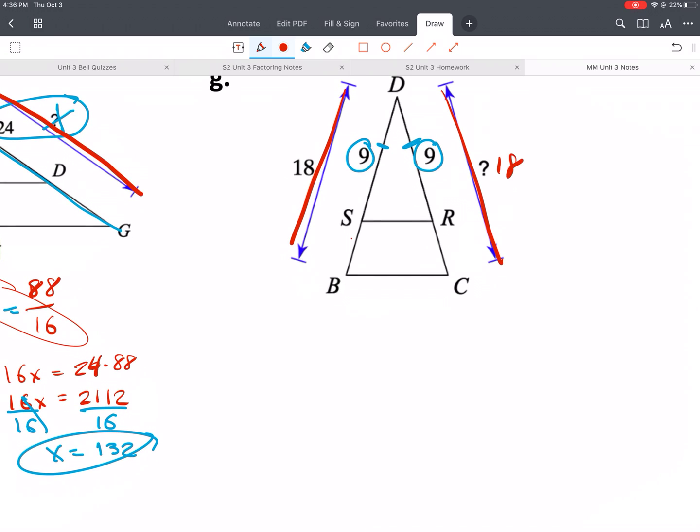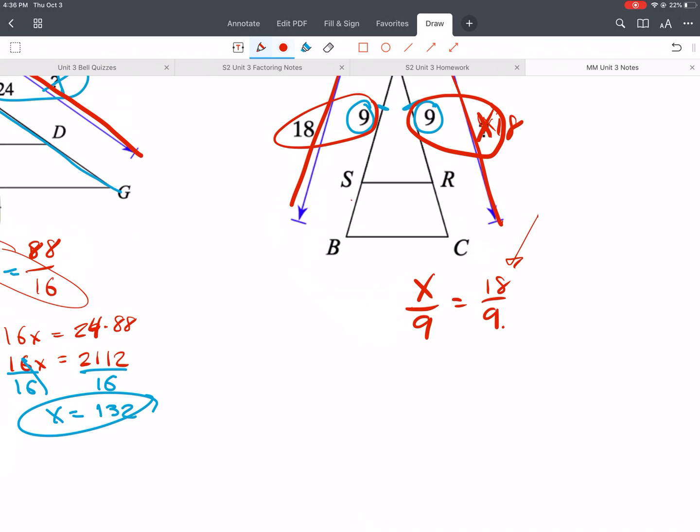But let's do it the other way. So if this was x, we'd do x over 9, because these would be corresponding. And then we'd do 18 over 9. Okay, so since x is our big triangle, this would need to be our big triangle as well, so that's why it's 18.